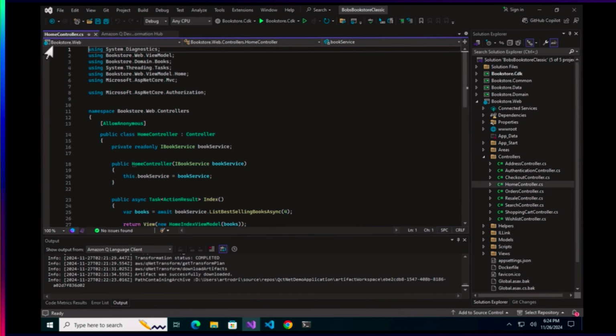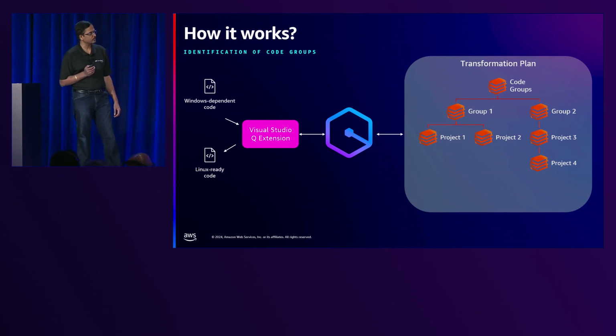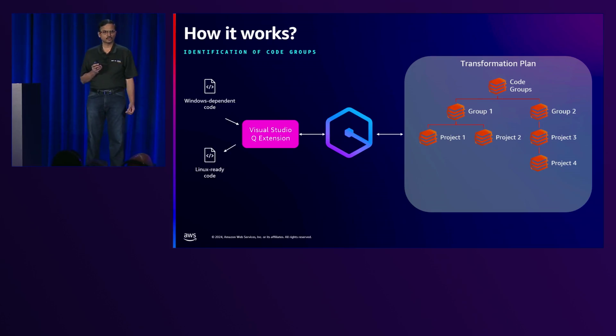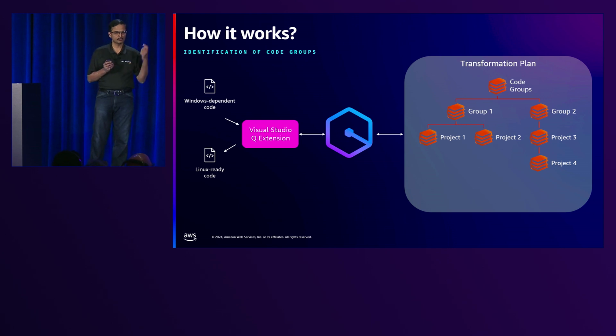Okay. So now that you're actually seeing Q in action, let's dive in to understand what went behind the scenes. Q being a goal-seeking agent, it identified that in order to transform the bookstore.web project, it also required 3 other projects: the bookstore.domain, the bookstore.data, and the bookstore.common projects. It does this by forming what's called code groups. Remember I told you to make note of this bookstore.web code group? That's what it did. It created a code group which had 3 other projects as dependencies. In this case, it was a direct dependency where the bookstore.web depended on the other projects.